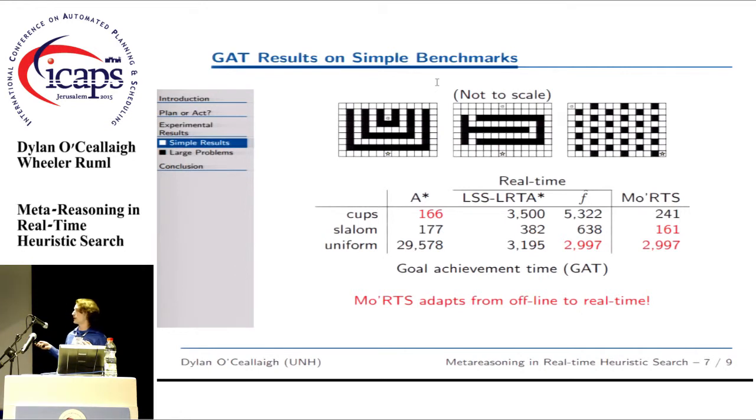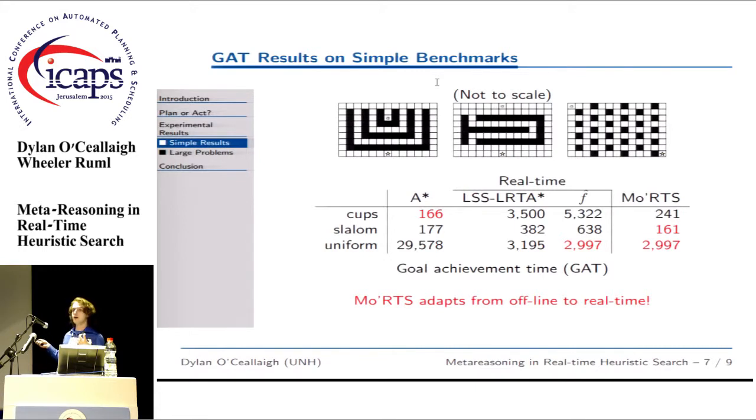Next, we have the slalom instance, which consists of a long winding path, which a greedy algorithm would follow the heuristic down, as well as two straight shots on either side, which are actually part of the optimal path to the goal. Now, A star, once again, outperforms the real-time approaches. However, MoRTS is able to use deliberation in order to avoid getting caught in the trick of this long winding path, and in fact outperforms all of its competitors, ultimately taking the straight shot down the side of the map.